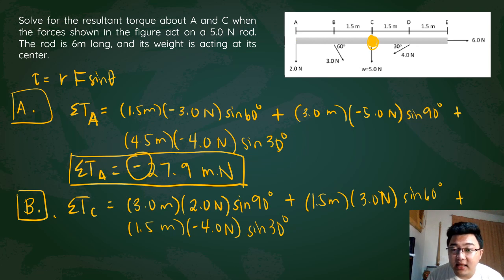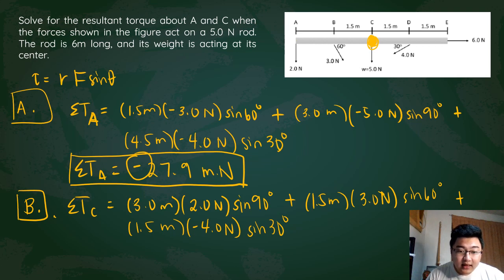For point E, we can actually just leave it out because the force that is exerted on the rod is perpendicular to the lever arm. If you try to imagine, for example, you are trying to open a door, if your force is parallel to the door, then the door will not move. When it's perpendicular, then the door will rotate. So that's the same principle.